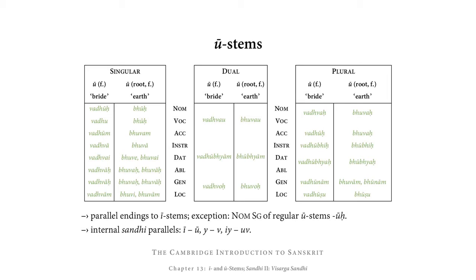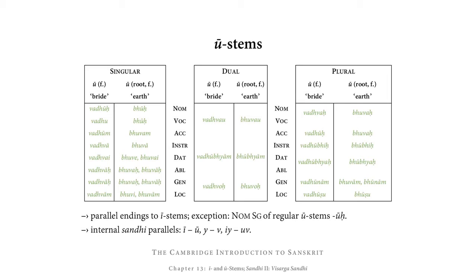The root long u stems, again, try to avoid basically having monosyllabic forms, having one syllable forms. And so we have buch, just like dich. And then we have buwam, just like diyam. And in the rest of the forms, we have the u at the end of the stem changing in front of an ending that begins with a vowel. In the case of buwa, we just have u changing into uwa.